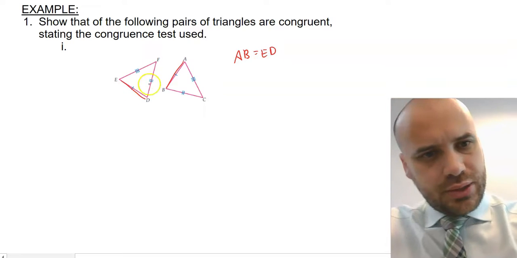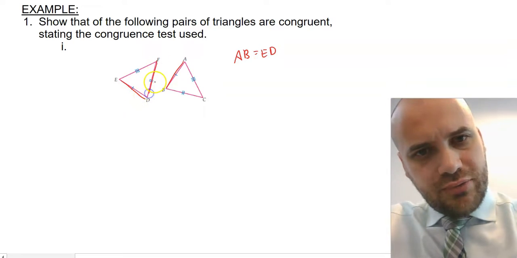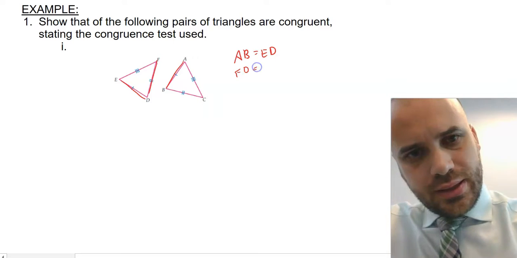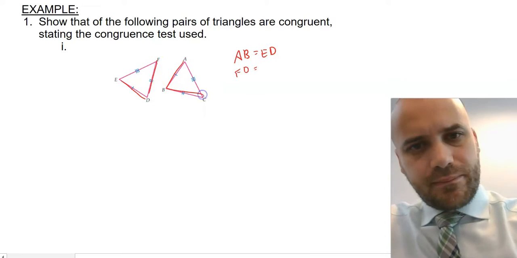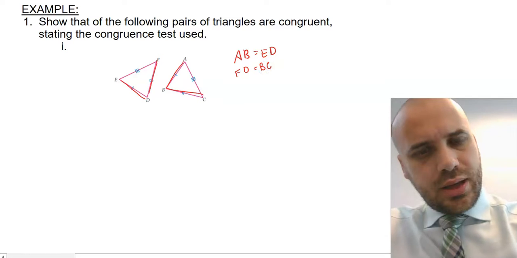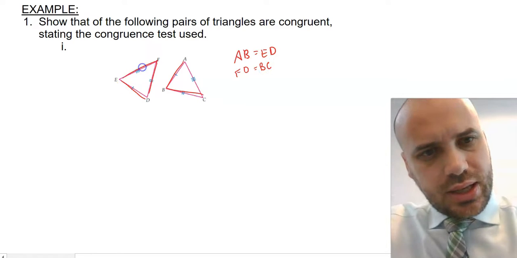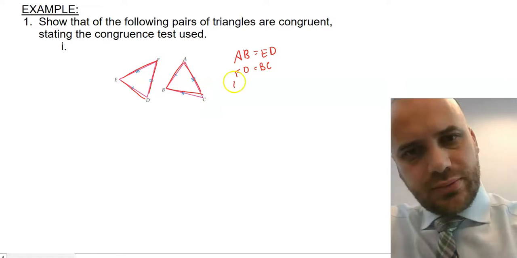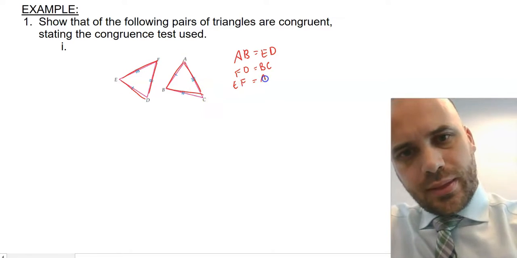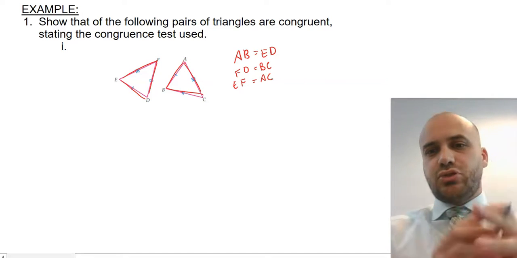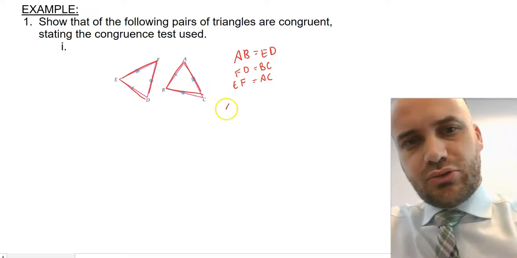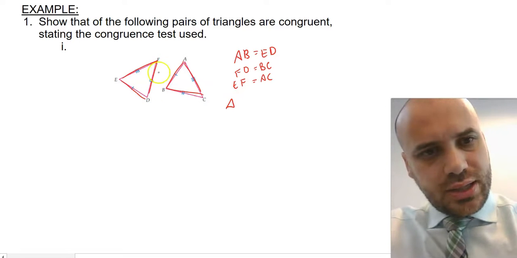All right, because of that little dash there. We can say that side FD is equal to side BC. And finally, we can say that side EF is equal to side AC. Now, what does all that mean? That means that these two triangles are congruent. We can say that triangle DFE.